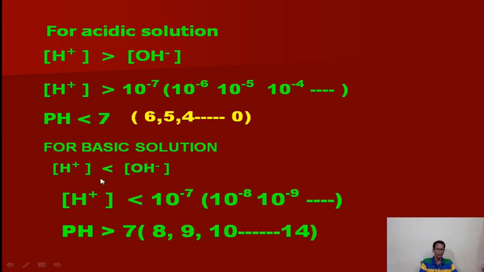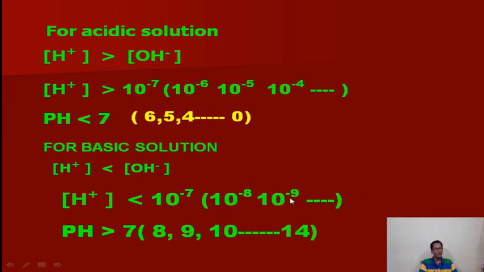Then come to the basic solution. For a basic solution, H plus ion concentration is less than OH minus concentration, because OH minus concentration is more than H plus. That's why the solution is basic. If OH minus is much more, then the solution is more basic. So H plus ion concentration will be less than 10 to the power minus 7. As it is more basic, it is less acidic. Less acidic means less than 10 to the power minus 7. What are the values? 10 to the power minus 8, 10 to the power minus 9, like this.